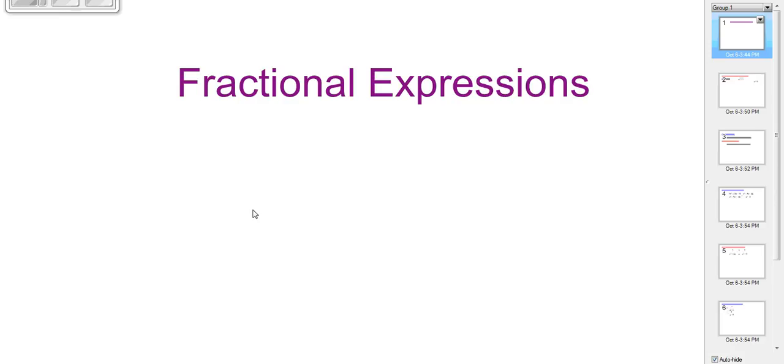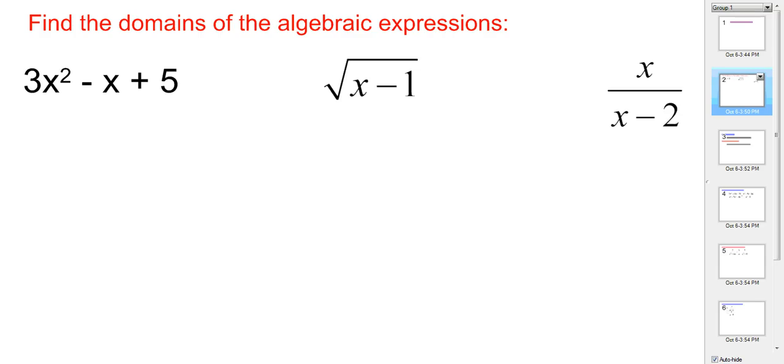Okay, in this lesson, we are going to be simplifying some fractions that have rational expressions in them. So we're going to need to remember how to factor and how to deal with domains and ranges and all kinds of good stuff. Okay, so here we go.